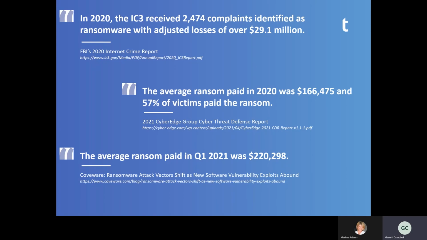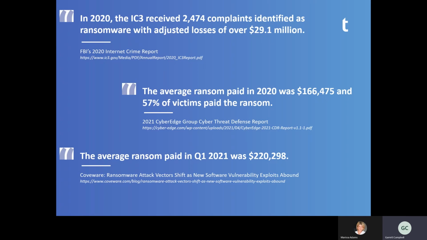So here are some of the stats that we've derived from various public security reports. In 2021, the IC3 received over 2,400 complaints identified as ransomware with adjusted losses of around $29 million. That is quite a figure, and that is during a time where people weren't really interacting with each other. Ransomware is definitely at its height, and it's not going anywhere just by watching the news headlines.